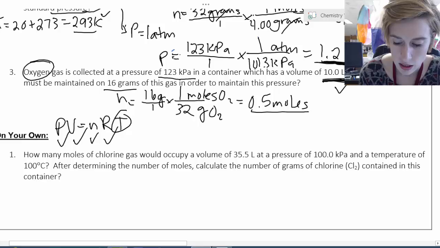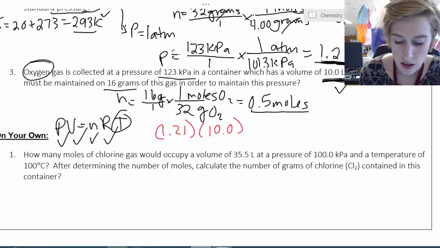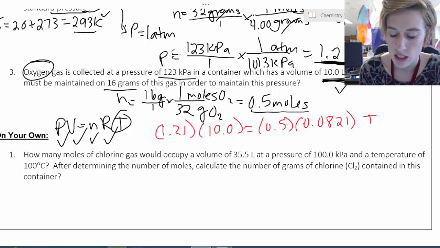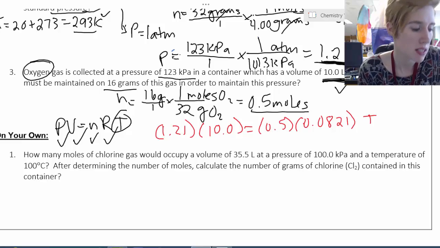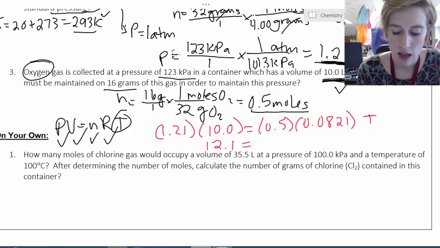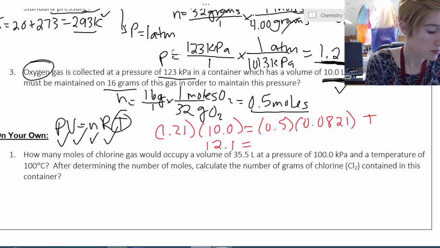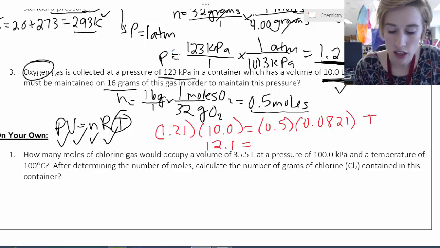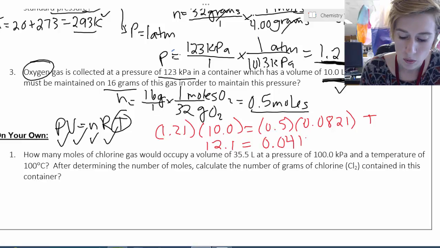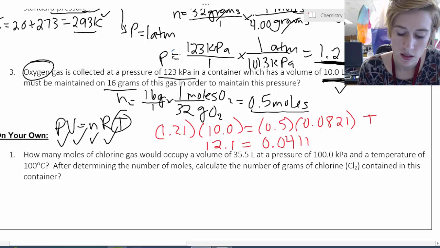So let's plug in those numbers and solve for T. So pressure, like I said, was 1.21. Volume is 10.0. My moles was 0.5. R is always this number. And then I'm looking for T. So always simplify, simplify, simplify. So I'm going to do 1.21 times 10, which gives me 12.1 on this side. I'll simplify the numbers on the other side by multiplying them together. And I get 0.0411 times T.